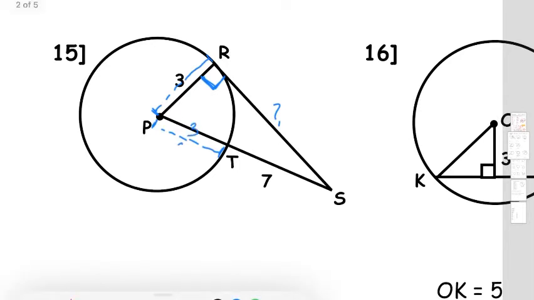Which makes it a little bit easier because we know this entire distance now is not 7 or 3, but is actually 10. And so if you notice, we have a right angle here, which means we have a right triangle here, which means that we have to use Pythagorean theorem.